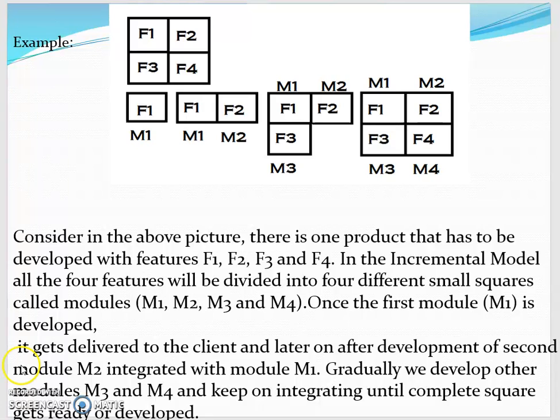Let us consider this example. Here, the customer needs a product which consists of the features F1, F2, F3 and F4. The developer first develops an increment with the feature F1. During the second increment, he adds an additional feature F2 to the first increment feature F1. In this way, during each increment, he adds an additional feature until the final product is obtained.